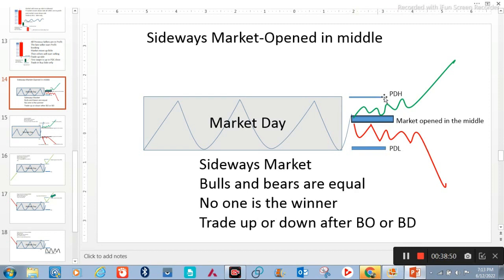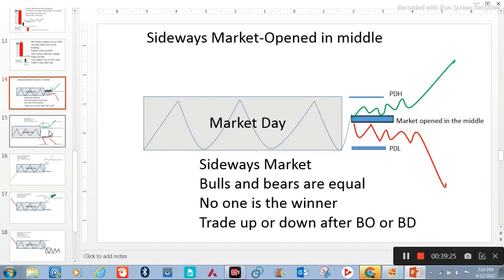If it breaks out on the upside only, you take the trade. In between, please don't touch the market. You will burn your fingers. Or if you know straddles and strangles, you can operate on those. But directional traders have to wait for the previous day high breakout, or the previous day low breakdown. In between, please don't trade this market.